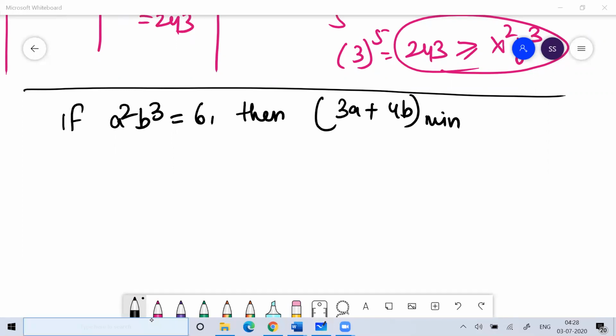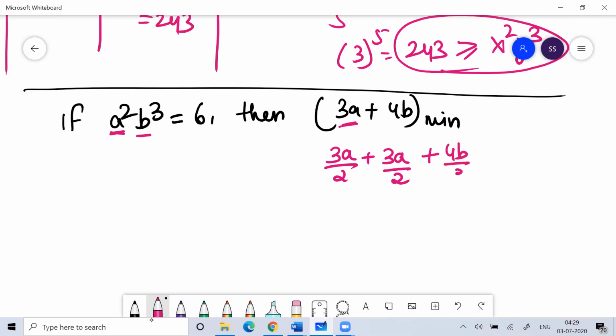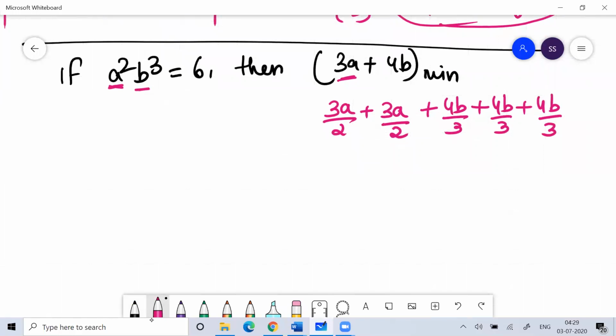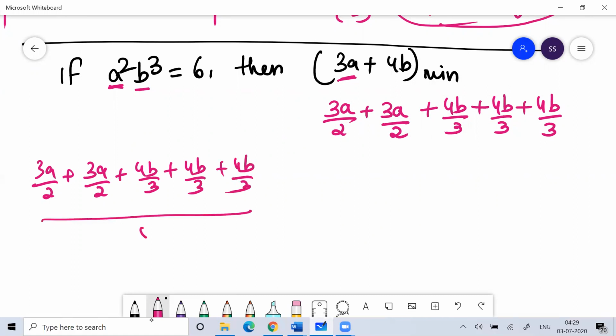So you can see here, this is a square, so you have to break this 3a into 2 parts. This would be 3a by 2, this would be 3a by 2. And you can see here b cube, so you can break 4b into 3 parts: 4b by 3 plus 4b by 3 plus 4b by 3. Then only you will get b cube and a square. So now I can write 3a by 2 plus 3a by 2 plus 4b by 3 plus 4b by 3 plus 4b by 3, divided by 5 terms, that is greater than or equal to the fifth root of their product.